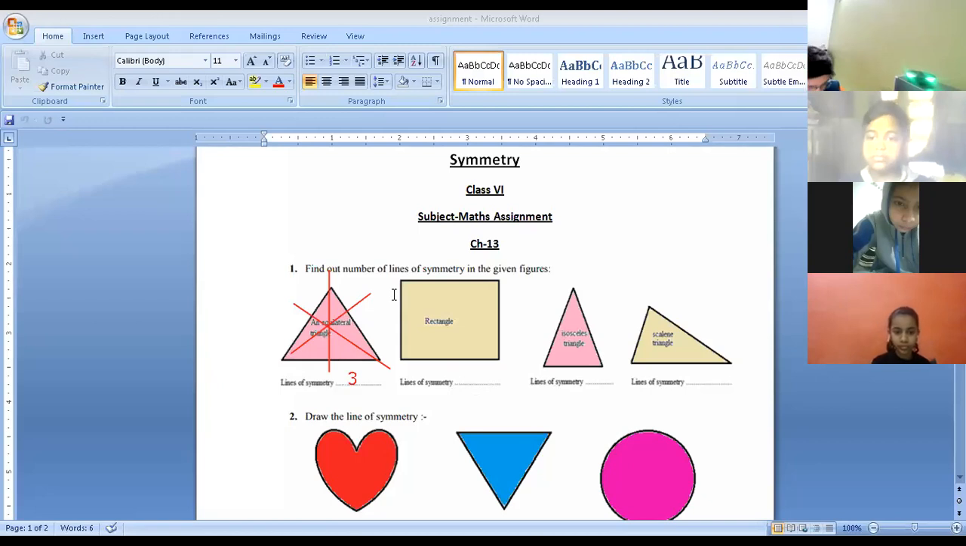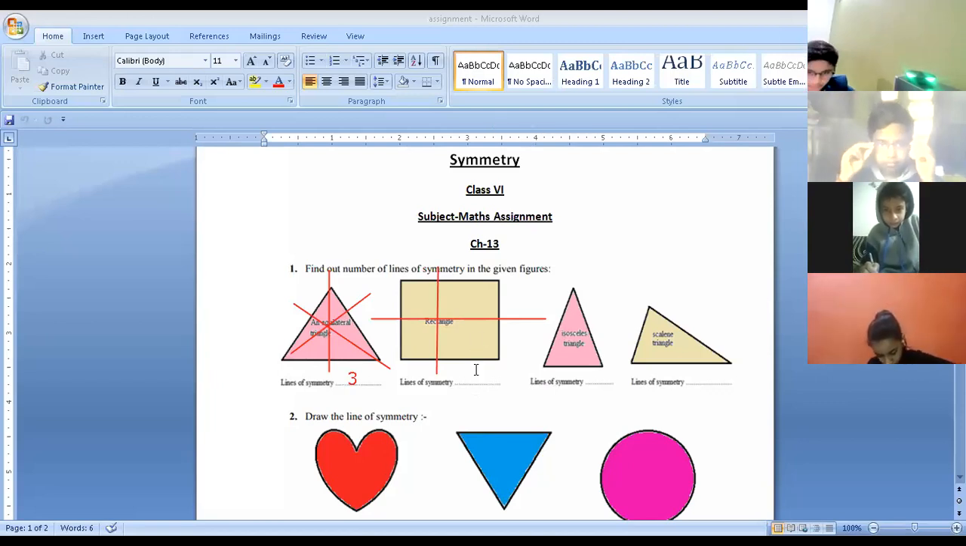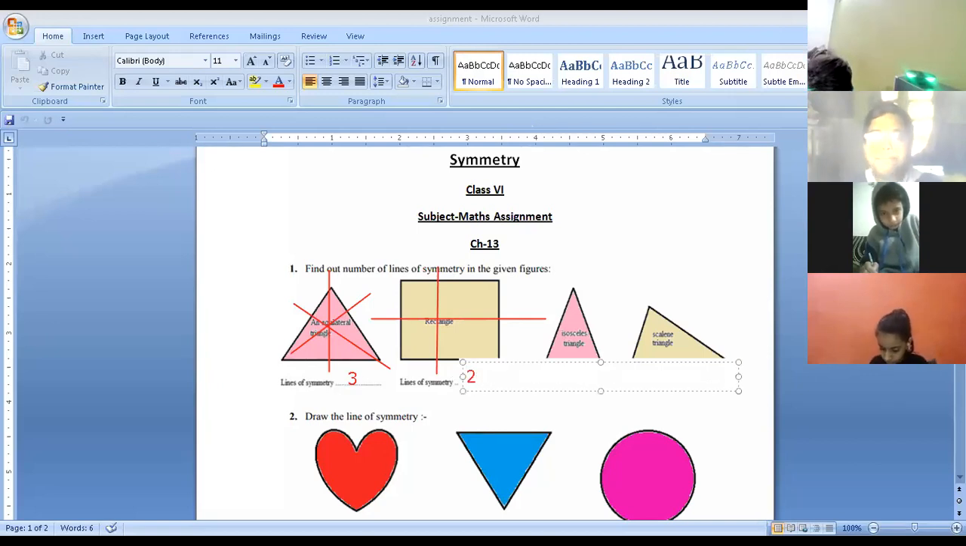Now listen to me. Yes, Riyan Azhar Khan is right. So children, there are two lines of symmetry in a rectangle. One is in a horizontal way, one is in the vertical way. So there are only two lines of symmetry in a rectangle, because you can cut a rectangle either lengthwise or breadthwise.